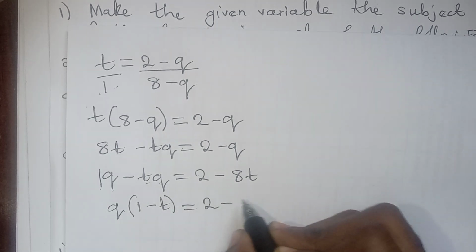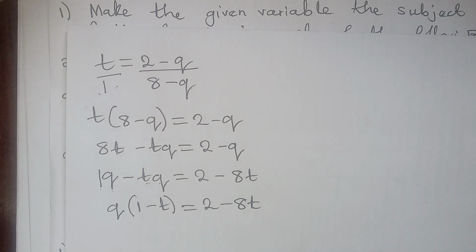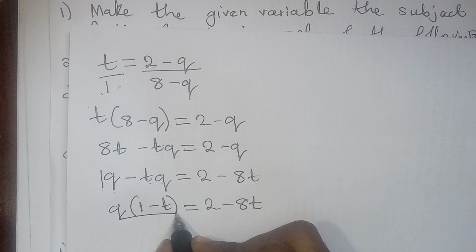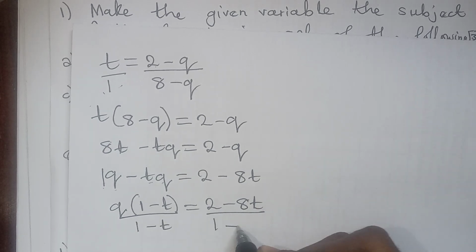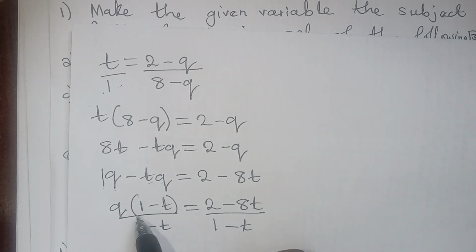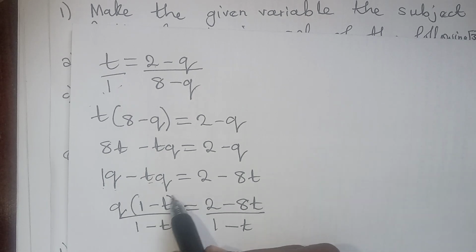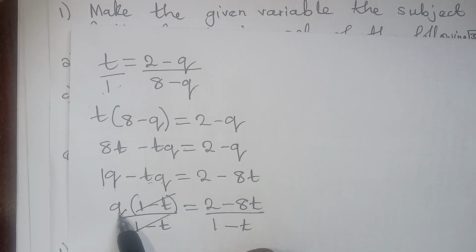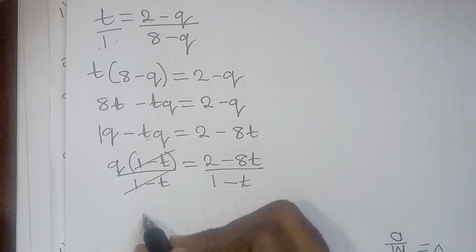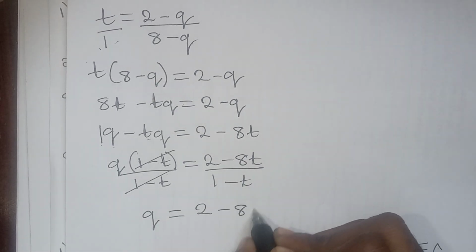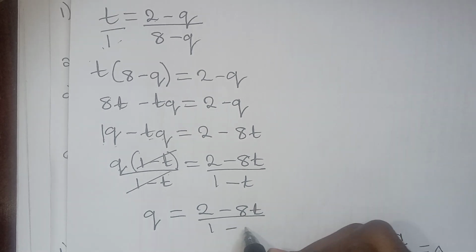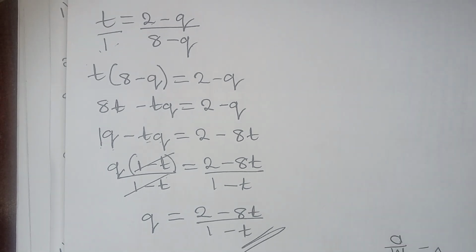Then this is 2 minus 8T. So now, to make Q the subject of the formula, you can simply divide both sides by 1 minus T. Why 1 minus T? Because it's technically the coefficient of Q. You want to get rid of this so that you remain with your Q. So once you remain with your Q, then you have made Q the subject of the formula. So this is your answer.